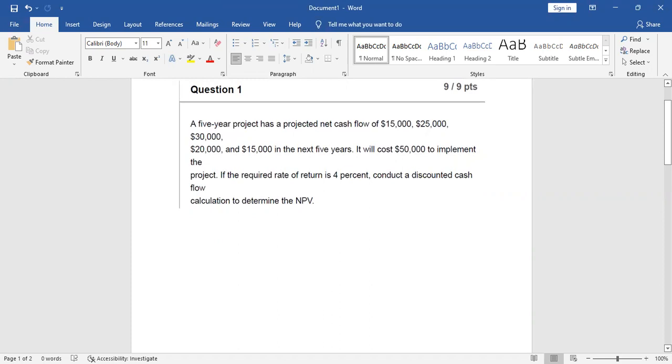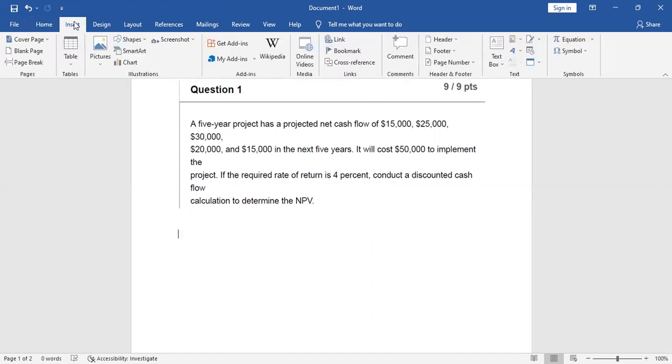Okay, so first things first, I need to understand for how long this project runs. This project is a 5-year project with the following cash flows: $15,000 in year 1, $25,000 in year 2, $30,000 in year 3, $20,000 in year 4, and $15,000 in year 5. And it will cost $50,000 to implement the project. If the required rate of return is 4%, conduct a discounted cash flow calculation to determine the NPV.